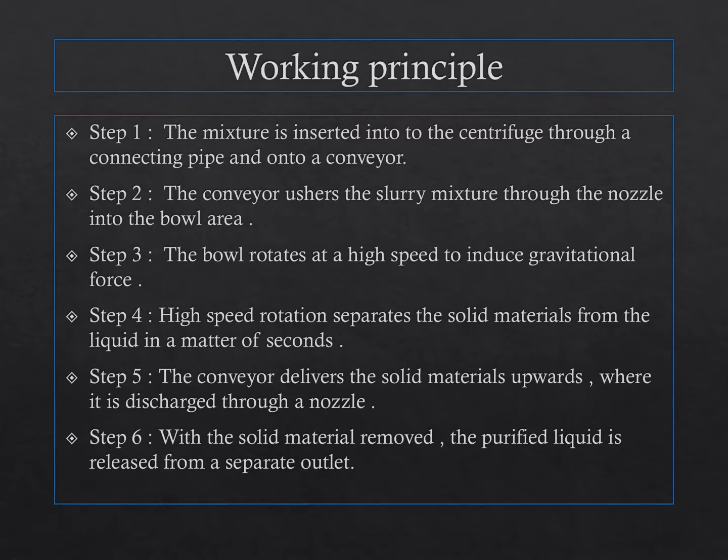Working principle. Step 1: the mixture is inserted into the centrifuge through a connecting pipe and onto a conveyor. Step 2: the conveyor moves the slurry mixture through a nozzle into the bowl area. Step 3: the bowl rotates at a high speed to induce gravitational force. Step 4: high speed rotation separates the solid materials from the liquid in a matter of seconds. Step 5: the conveyor delivers the solid materials upwards where they are discharged through a nozzle. Step 6: with the solid material removed, the purified liquid is released from a separate outlet.